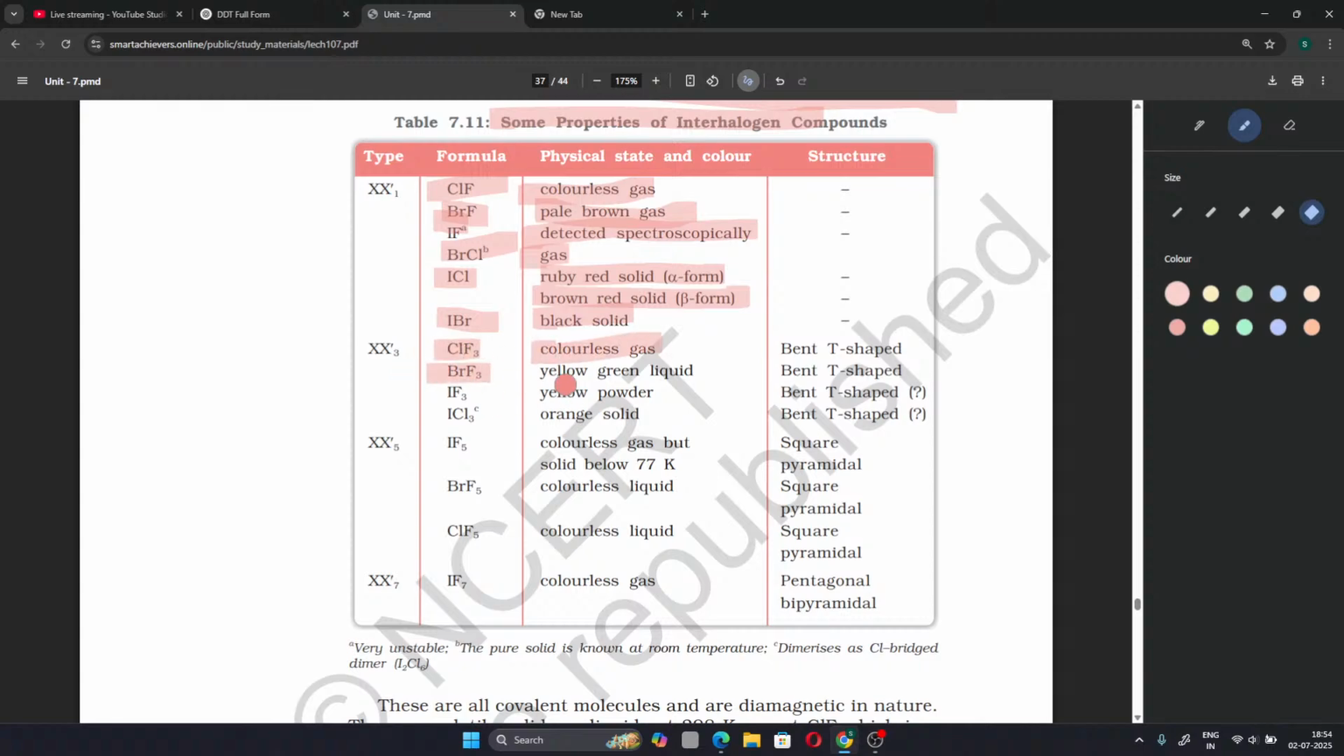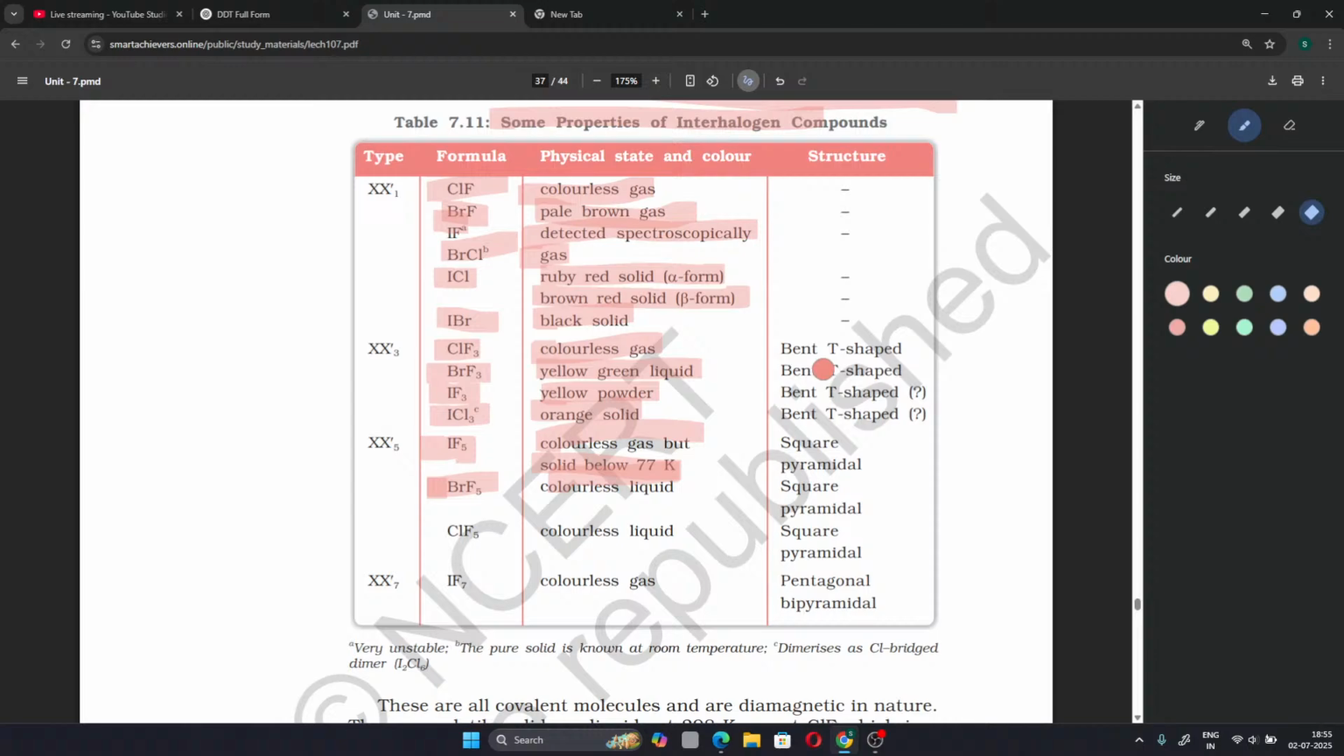Bromine trifluoride, yellow green liquid. Iodine trifluoride, yellow powder. Iodine trichloride, it is an orange solid. Iodine pentafluoride, colorless gas but solid below 77 Kelvin. Bromine pentafluoride, colorless liquid.